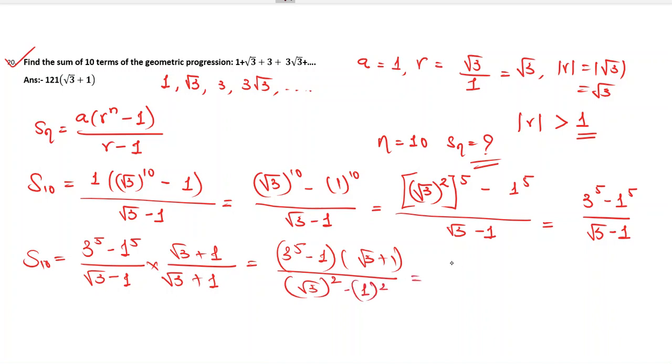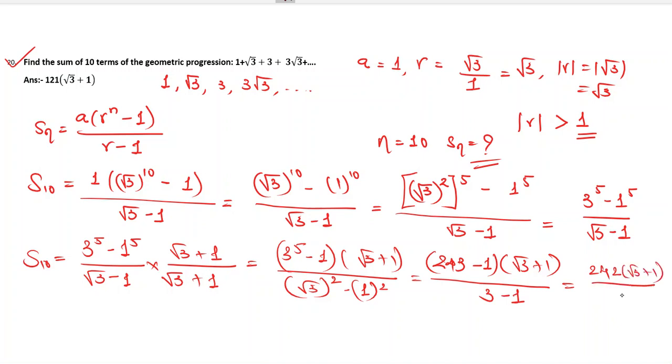So 3 raised to 5 minus 1. What is 3 raised to 5? 3 into 3 into 3 into 3 into 3, 5 times. 3 3s are 9, 3 9s are 27, 3 27s are 81, 3 81s are 243. So 243 minus 1 into root 3 plus 1 upon root 3 square is 3 minus 1 square is 1. So this becomes 242 bracket root 3 plus 1, the whole upon 2. 2 and 242 gets cut, 121.